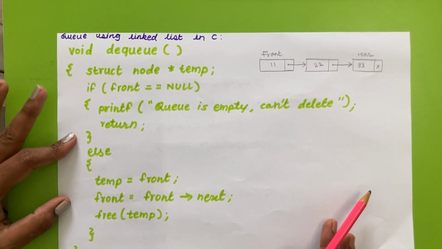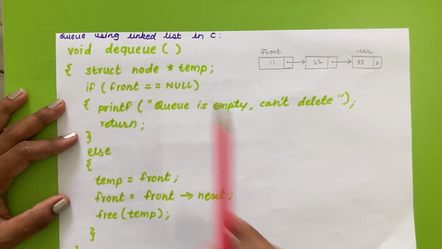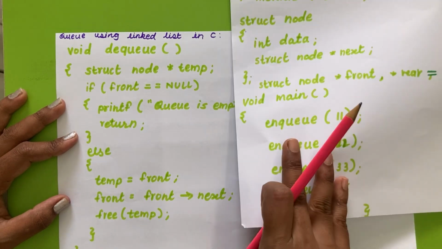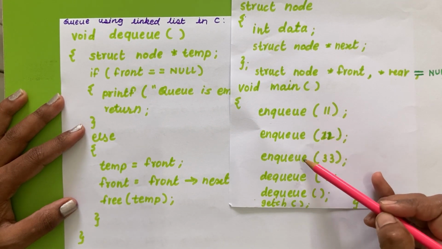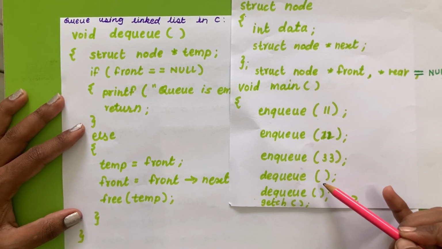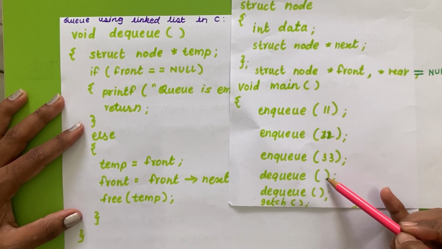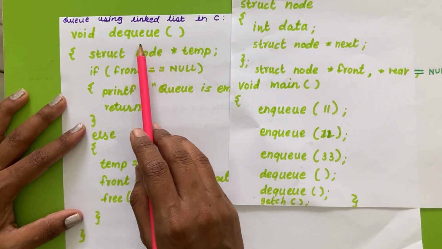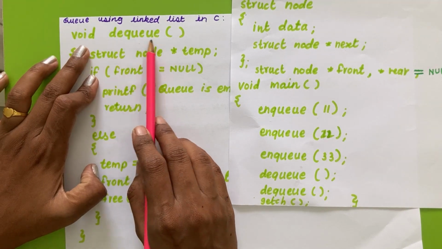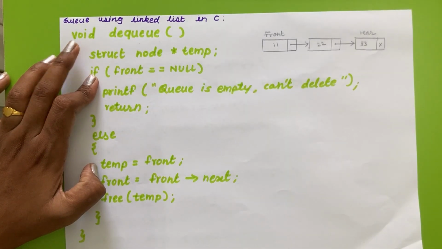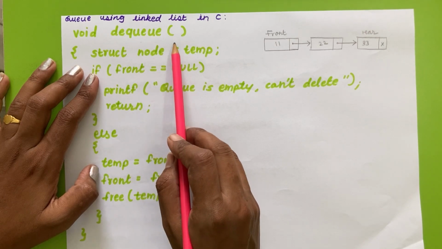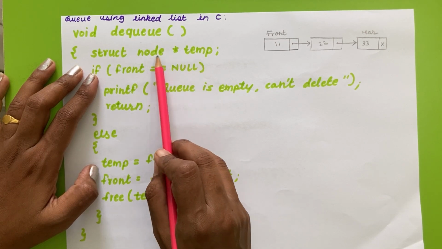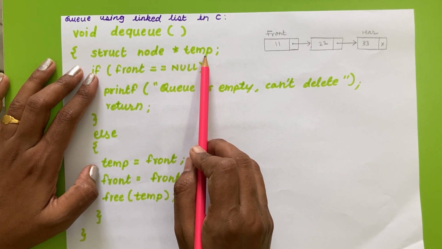Okay, so let's start with the Dequeue operation, because the next call in the main after the Enqueue function is for the Dequeue operation and it does not contain any parameter. So execution control will go to the void Dequeue function. Here we'll need one temporary pointer, that's why we have taken struct node star temp.